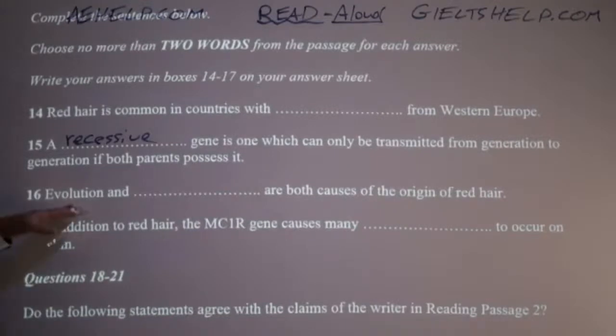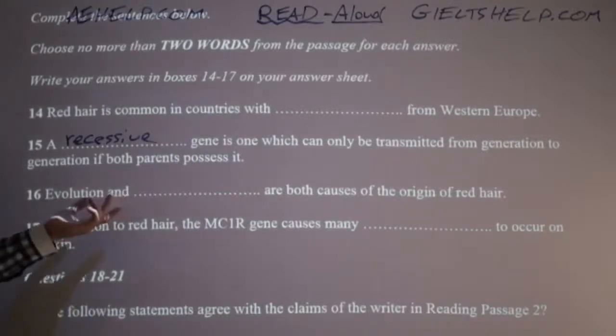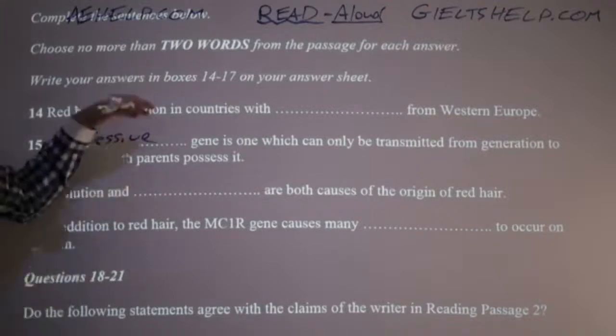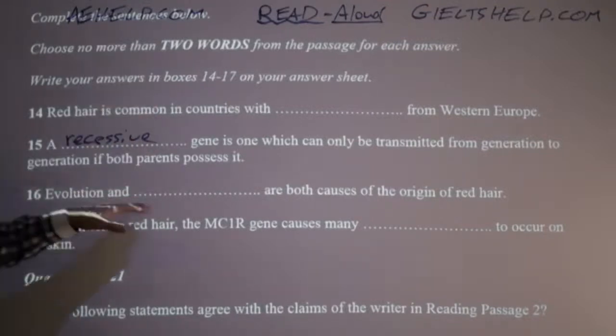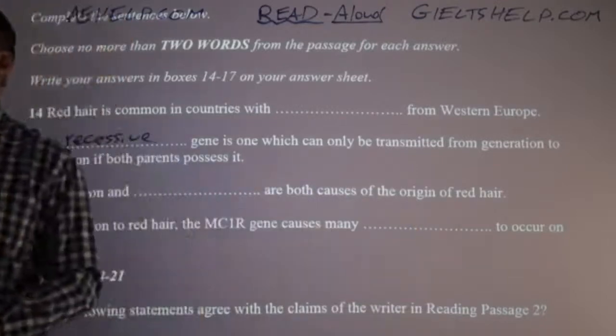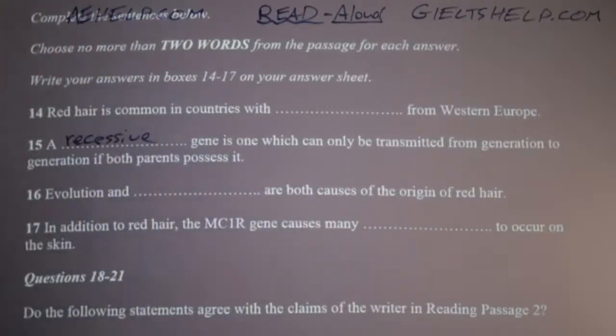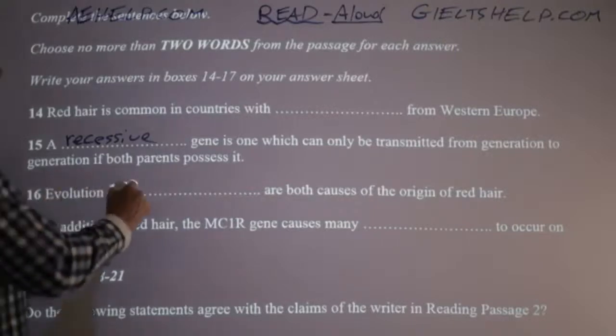Number 16, evolution and something are both causes of the origin of red hair. Evolution and genetics, maybe, but we already talked about genetics. I think there's a better answer here that IELTS is looking for. So evolution and something are both causes. Nick Hill says the answer there is geography. Yeah.